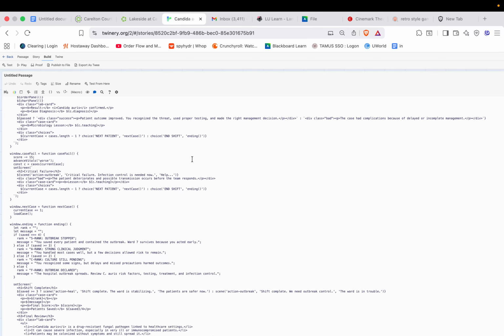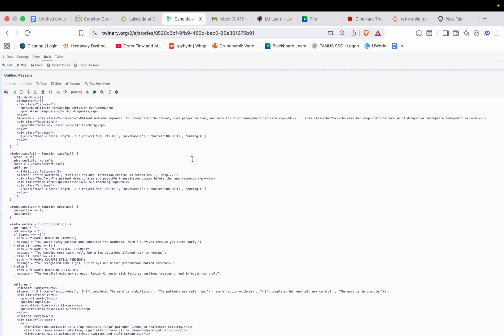I chose Candida auris because it's an emerging multi-drug resistant fungal pathogen associated with healthcare outbreaks. It's important because it can resist multiple antifungal medications, spreads in healthcare settings, patients can carry it without symptoms, and it can also be difficult for laboratories to identify. I wanted to create a game that shows how complicated clinical decision making can become when dealing with infectious diseases.